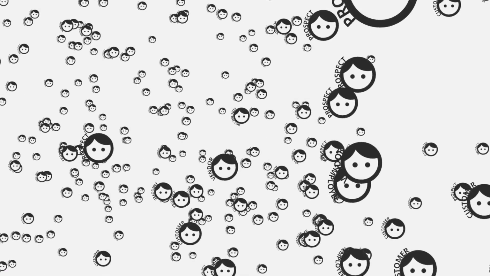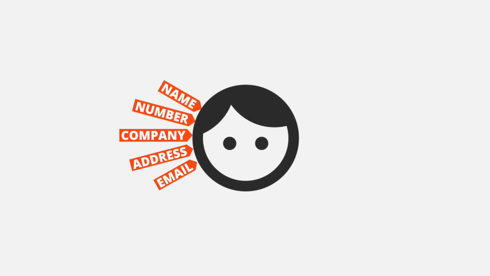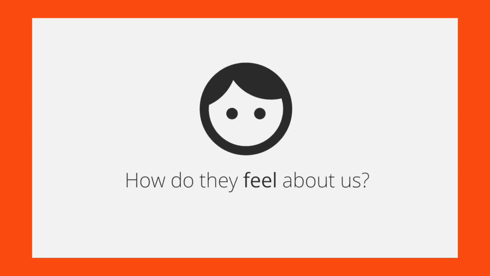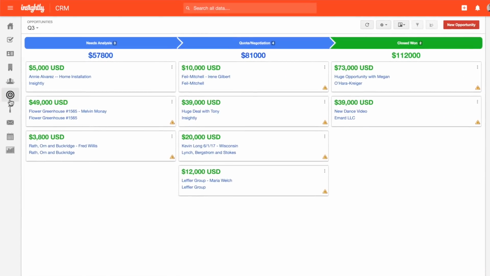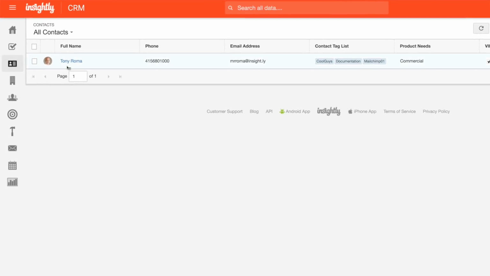Between prospects, customers, vendors, and employees, your business has a lot of relationships to keep track of. And it's not just names and numbers. Relationships are complicated, and they're changing all the time. With Insightly, you can keep track of each relationship in all its complexity and build stronger relationships faster.